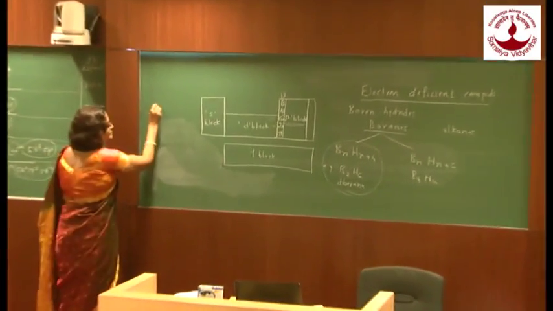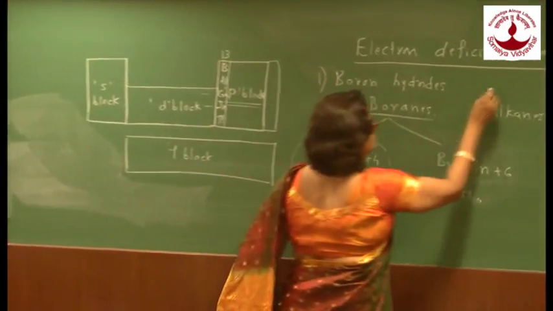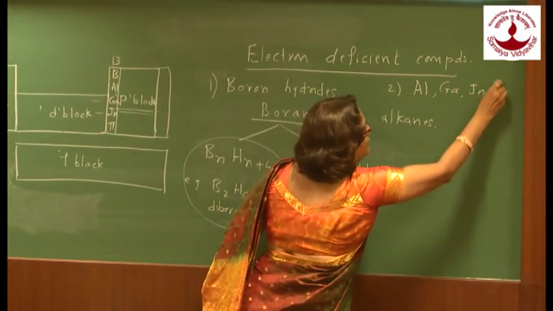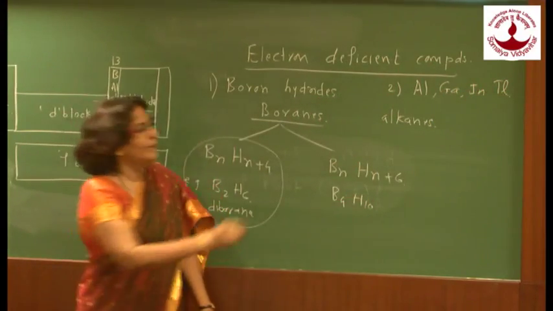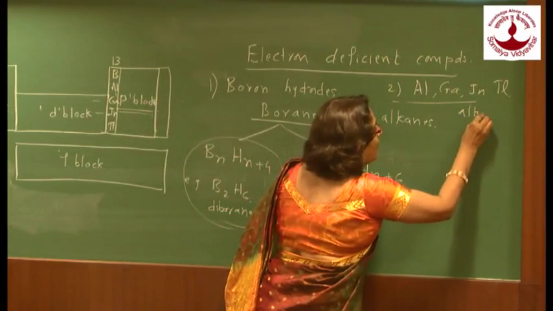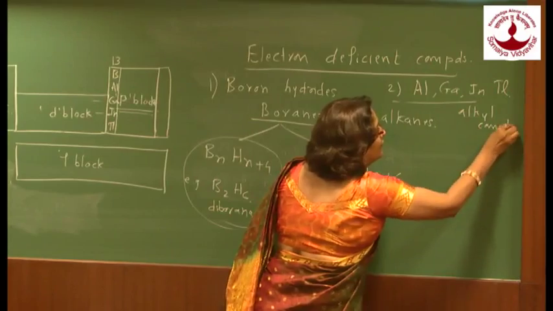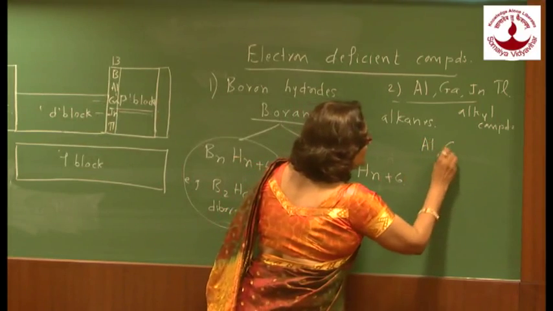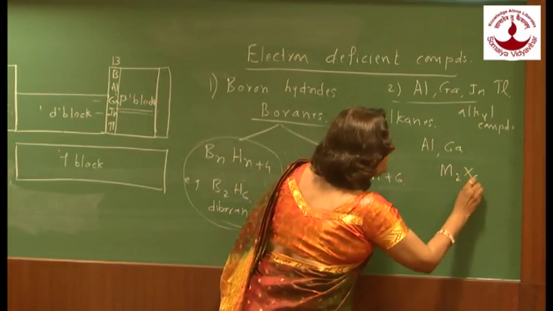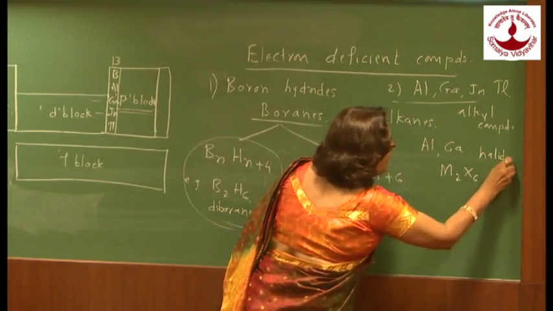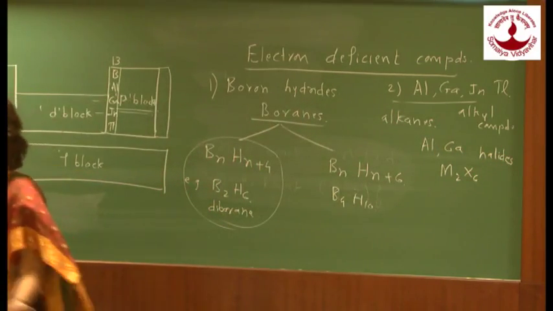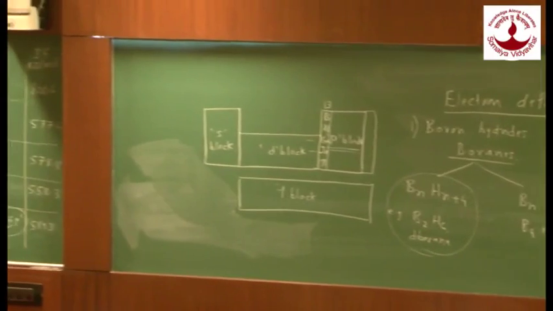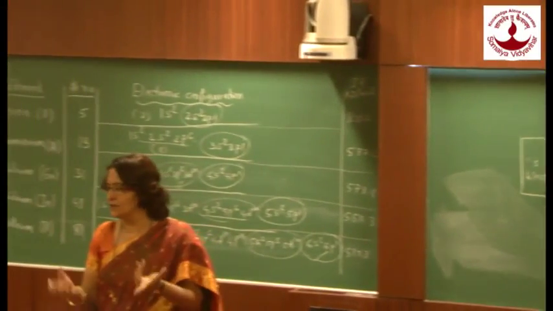Then aluminium, gallium, indium and thallium form a number of alkyl compounds which are electron deficient compounds. Okay, and aluminium and gallium form a number of halides of the type M2H6 which are also electron deficient compounds. That means all the group 13 elements form electron deficient compounds.